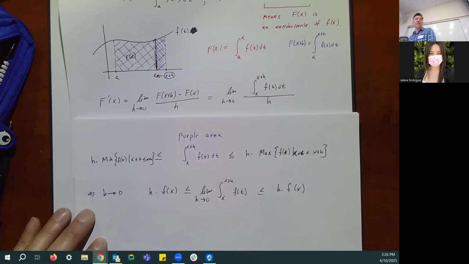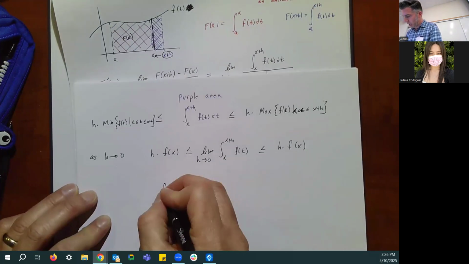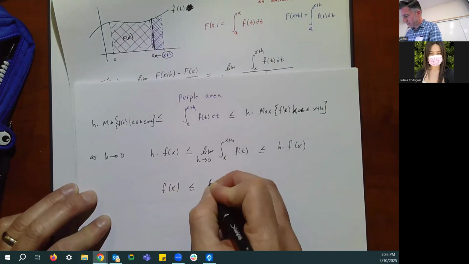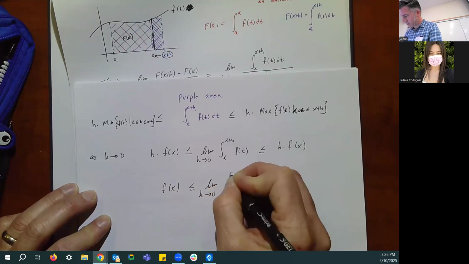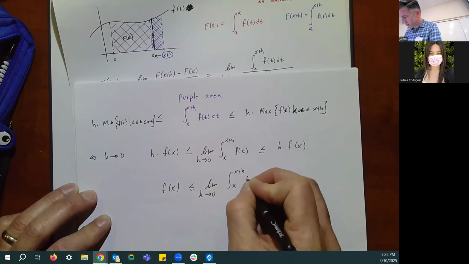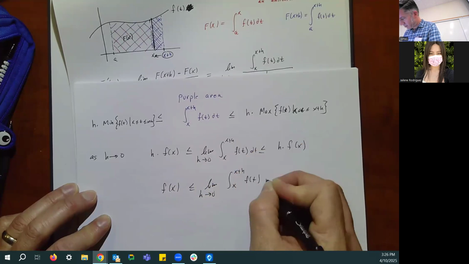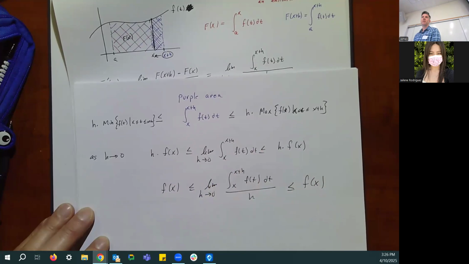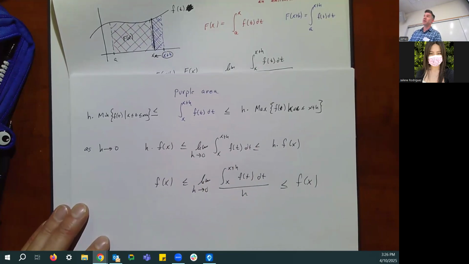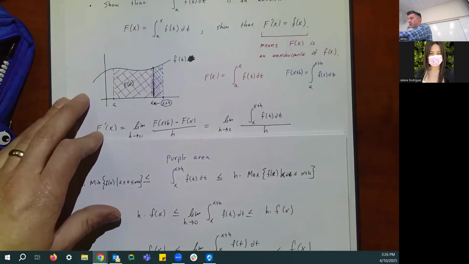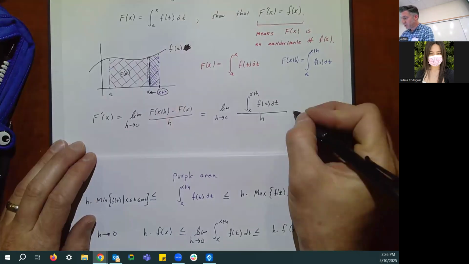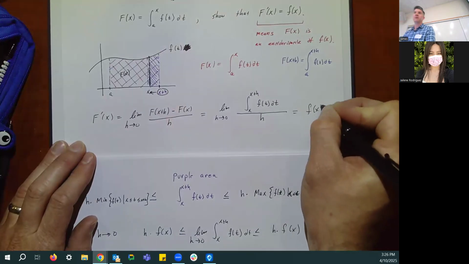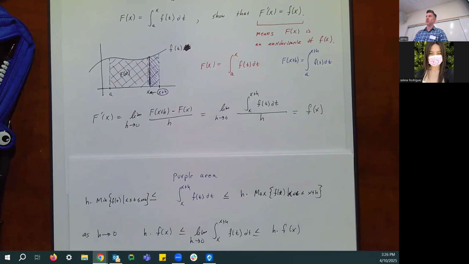And then if we divide everything by h, check it out. That limit is less than or equal to f of x and bigger than or equal to f of x, so it has to be f of x. But that means that this limit up here is f of x, exactly like we wanted it to be.